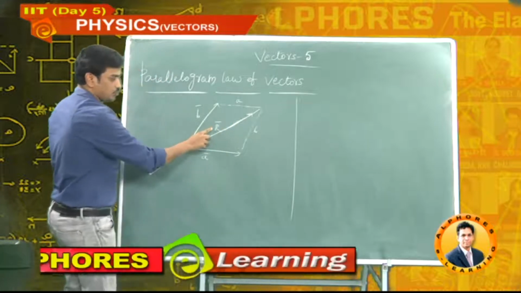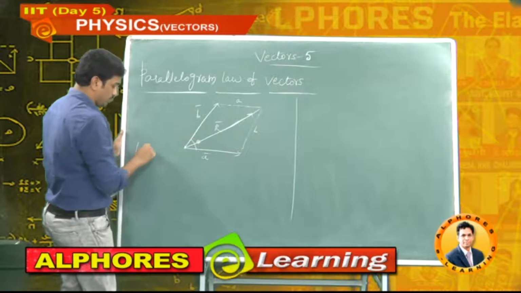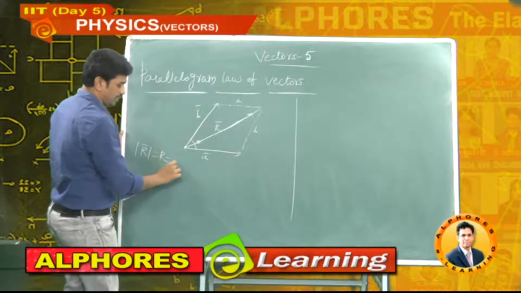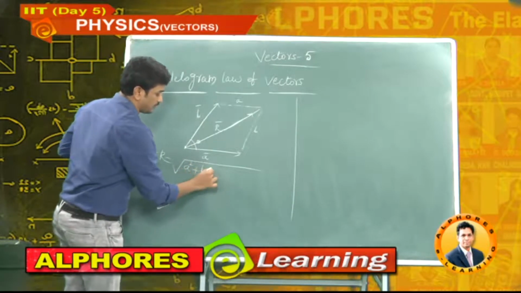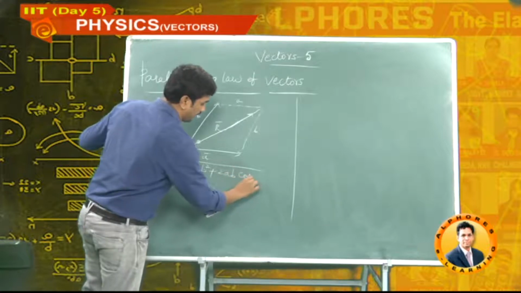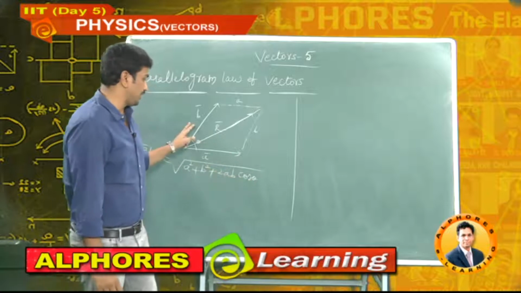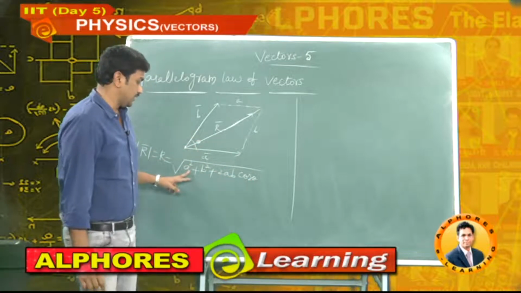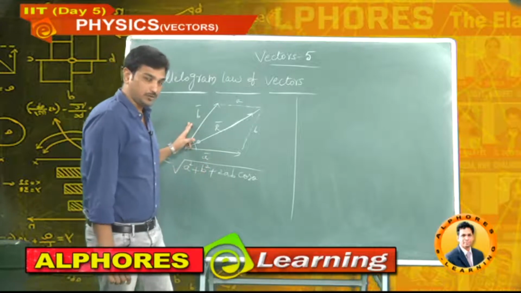So the magnitude of this R bar, yesterday we calculated in the last class: mod R bar is the square root of A square plus B square plus 2AB cos theta. Theta is the angle between A bar and B bar. A is the first vector magnitude, B is the second vector magnitude.